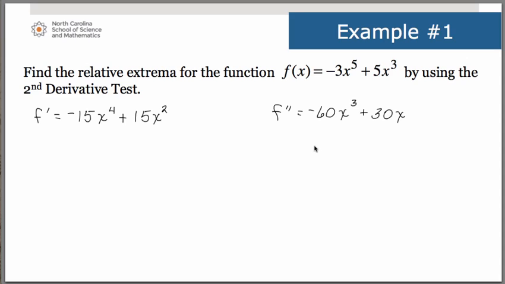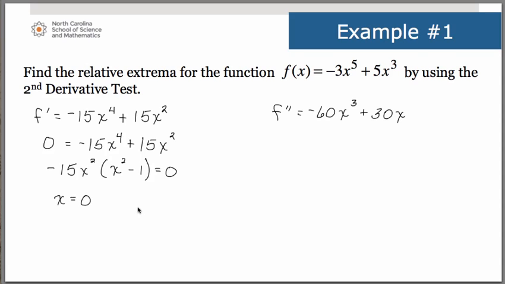Remember, the next thing we're going to do is find our critical numbers. So we're going to set our first derivative equal to 0. And it looks like we can do a greatest common factor here. So out of the negative 15x squared equaling 0, we get x equals 0. And out of x squared minus 1 equaling 0, we get positive and negative 1. So they are our critical numbers.